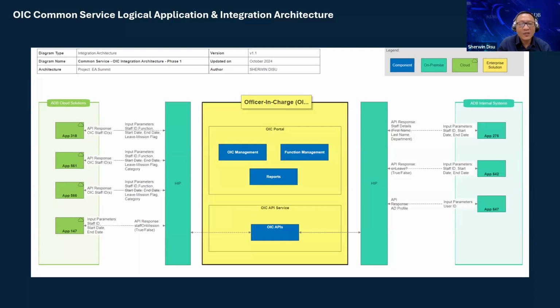So the OIC common service allows the setup of OICs for staff who are going to be on leave or on mission, or will just be delegating work to their colleagues. Setup of OICs can then be used by consumer applications requiring the attention of staff to act on his or her behalf. So with the OIC common service, the scenario of workflows getting stuck with staff on leave or on mission can be avoided.